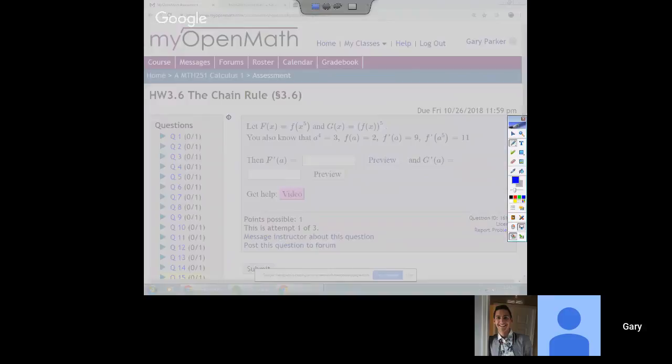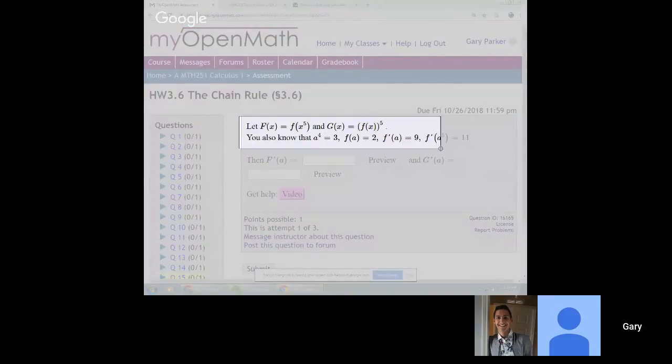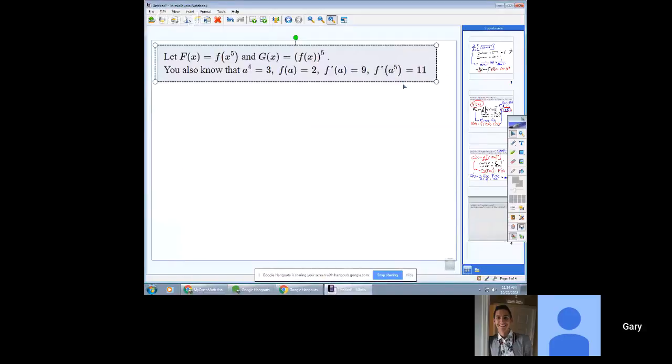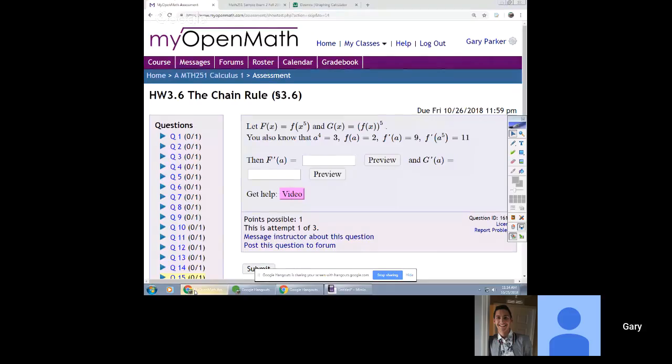So pretty much attack it the same way we just did it. This one looks slightly easier. And oh, I forgot to get the question. The question is first f prime of a.